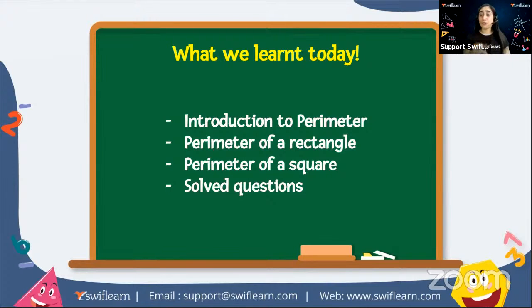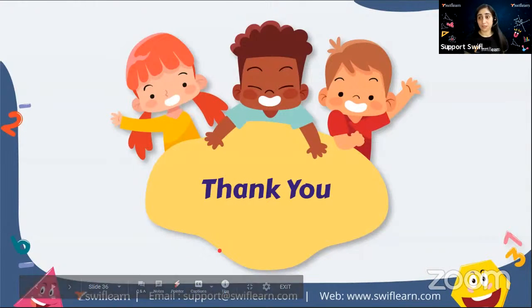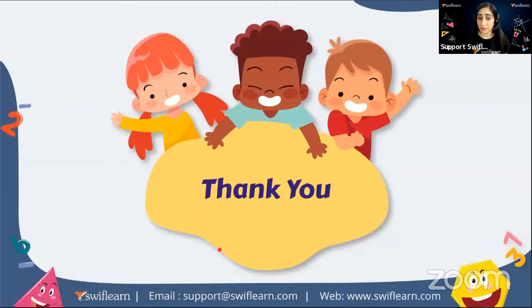The second is how to calculate the perimeter of a rectangle. That is, the perimeter of a rectangle is 2 times the sum of length plus breadth, right? Okay, and how to calculate the perimeter of a square? Pretty easy. The square has all 4 sides equal, so I'll just multiply 4 into the length of one side. And we have solved a couple of questions today. So by doing this, I hope you have understood the topic and you know what perimeter is and how to solve the questions of perimeter.